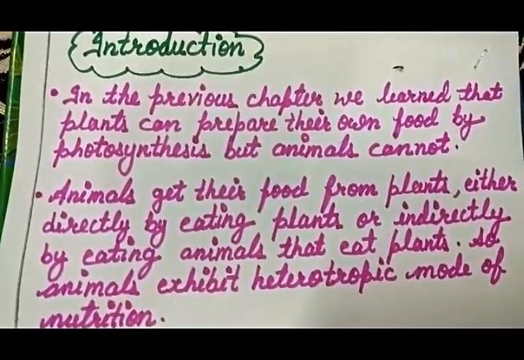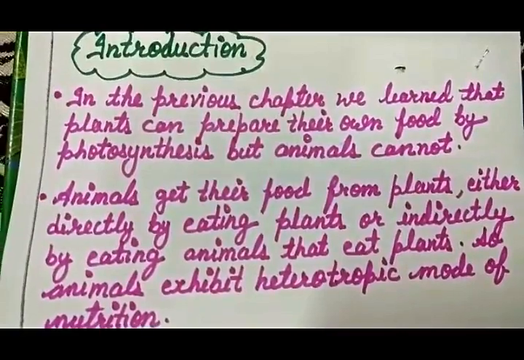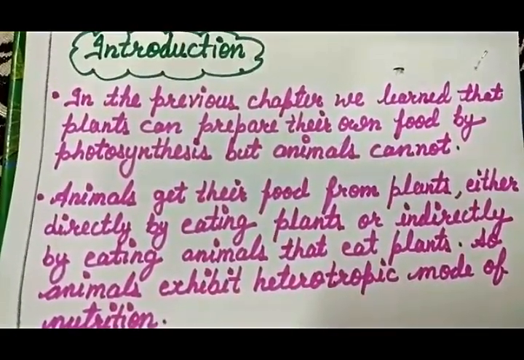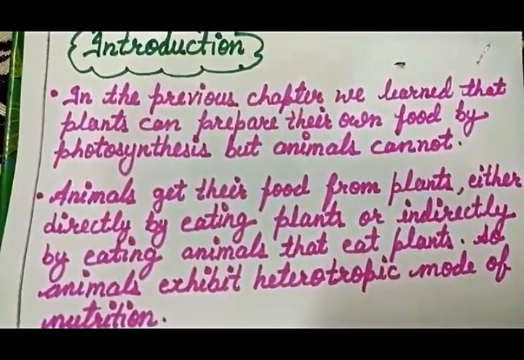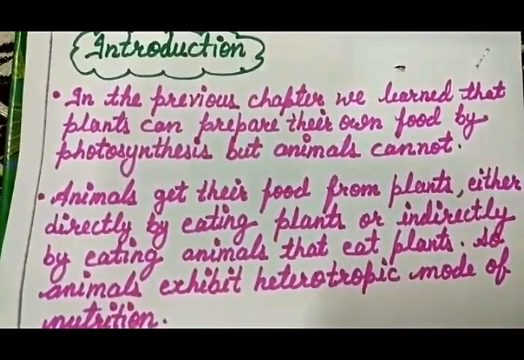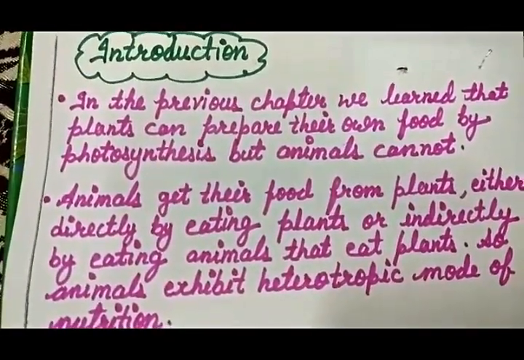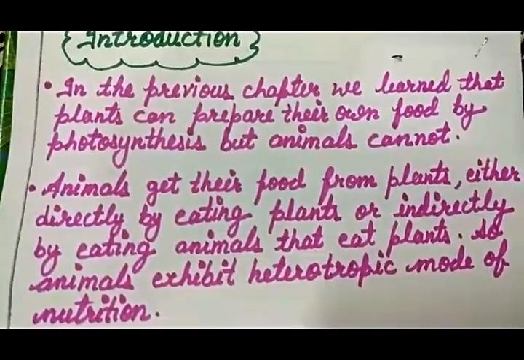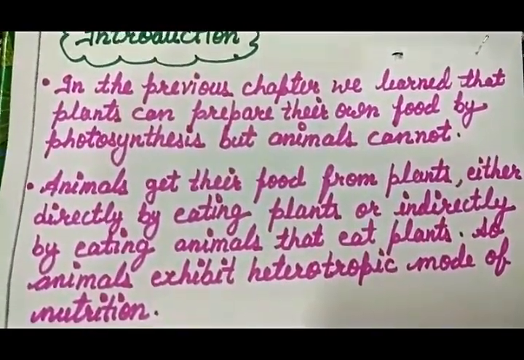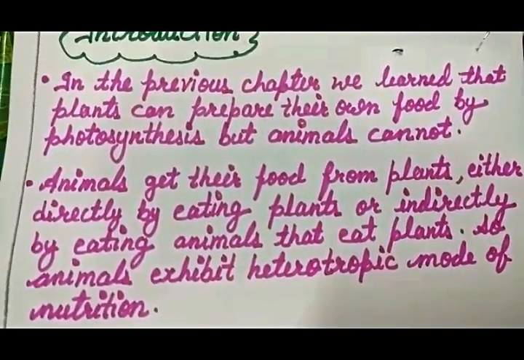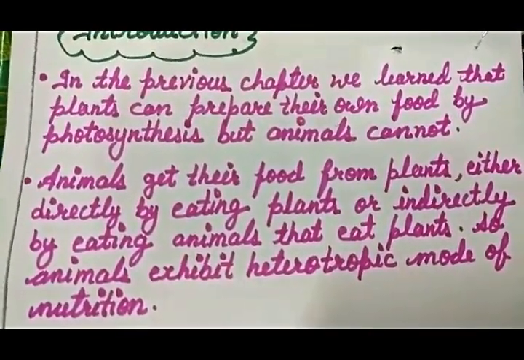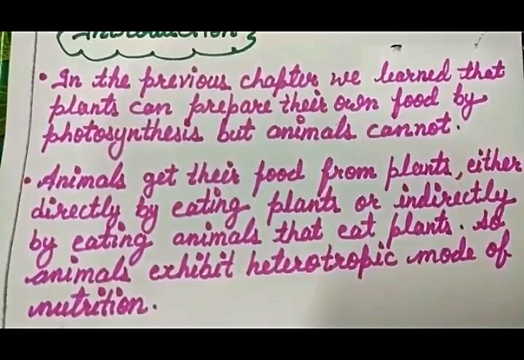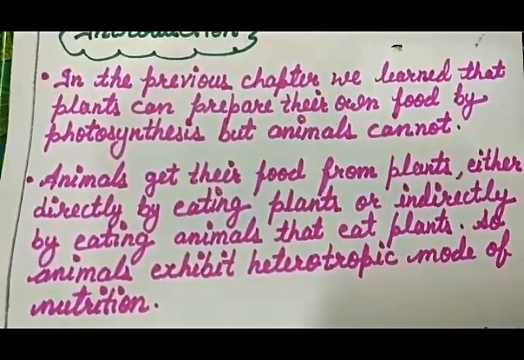Children, in the previous chapter, we have learned that plants can prepare their own food by photosynthesis, but animals cannot. Animals get their food from plants either directly by eating plants or indirectly by eating animals that eat plants. So, animals exhibit heterotrophic modes of nutrition.